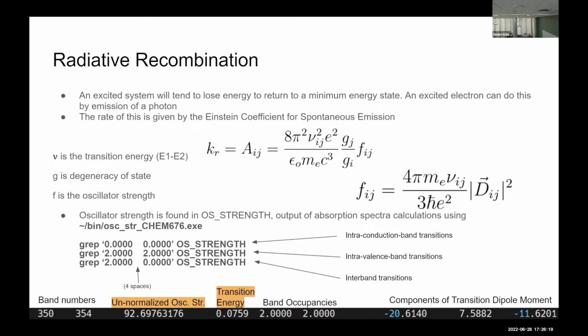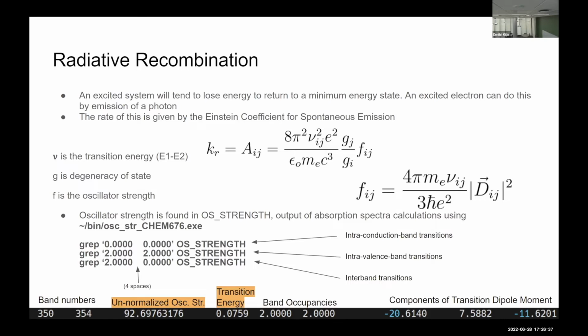From Will's presentation, we can easily tell that the rate that this will emit is just going to be the Einstein coefficient. And we're just going to relabel that as Kr. And then also here's the equation for the oscillator strength, in case you want the equation.